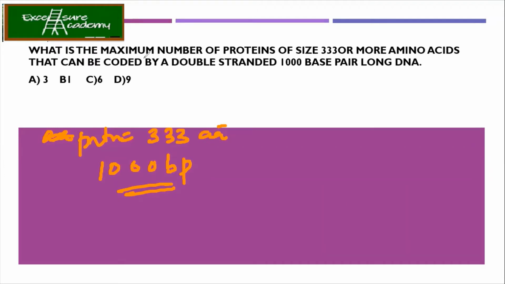Is the question clear? This comes under biochemistry. How many proteins will be present if the protein size is around 333 amino acids and the coding region has 1000 base pairs? We already know how many nucleotides give you one amino acid: 3 nucleotides code for one amino acid.